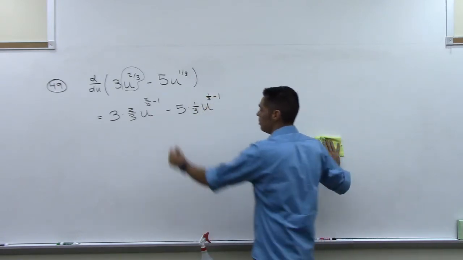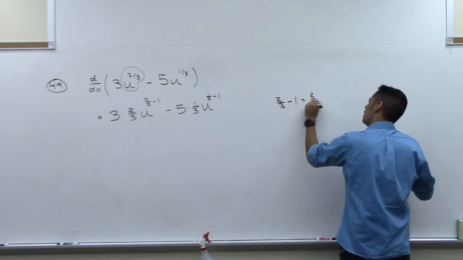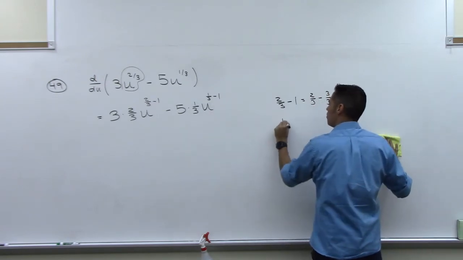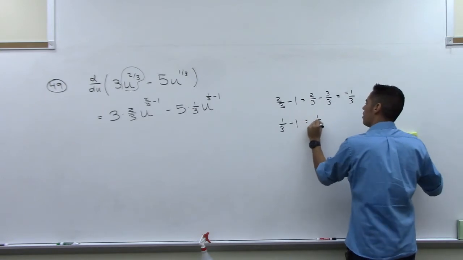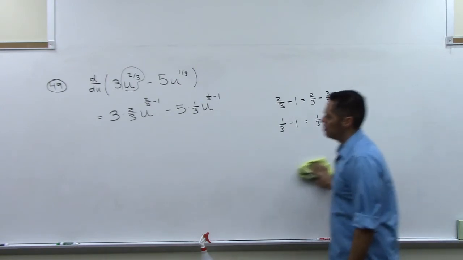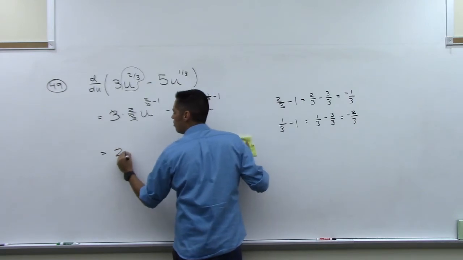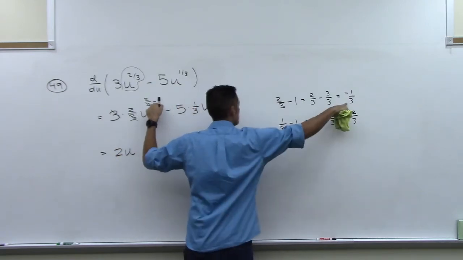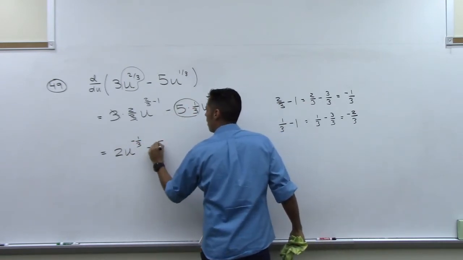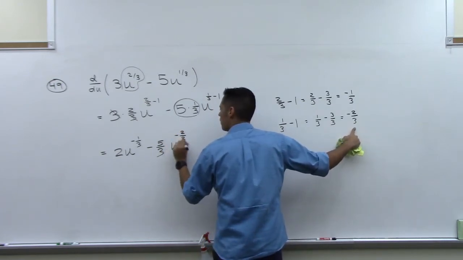Okay, so let me do these two computations real quick. 2/3 minus 1 is the same as 2/3 minus 3/3, which is negative 1/3. And then 1/3 minus 1 is the same as 1/3 minus 3/3, which is negative 2/3. So I've got those cleaned up. These 3's cancel, and I'm just left with 2u, and 2/3 minus 1 was negative 1/3. And then here, that doesn't clean up. That's just going to be minus 5/3, and then u to the negative 2/3. That's it.